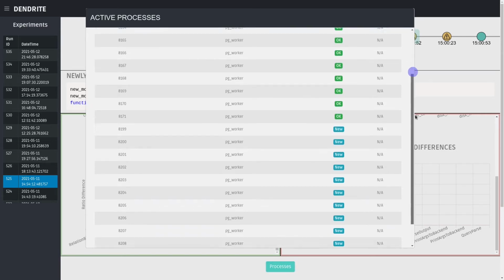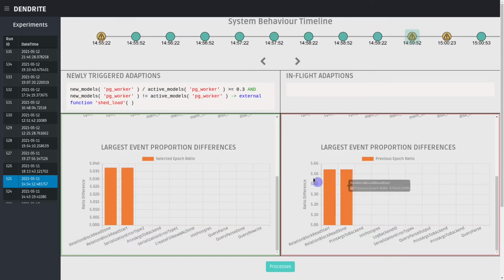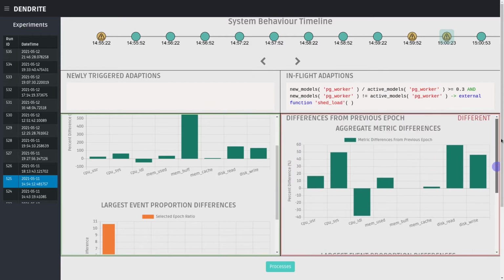We see that Dendrite has identified a large number of new PostgreSQL worker processes, which corresponds to the load spike. It is this difference in process behavior that matches the reaction rule and triggers the shed load functionality. Clicking on the subsequent time interval, we see that the reaction rule is now in the in-flight adaptations panel. This means that the rule was fired in the previous interval, but its effects are ongoing and have not yet restored behavior to normal.